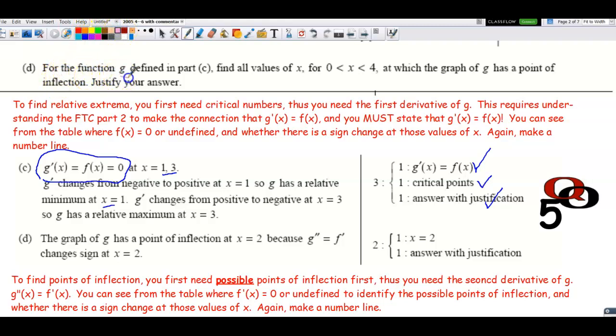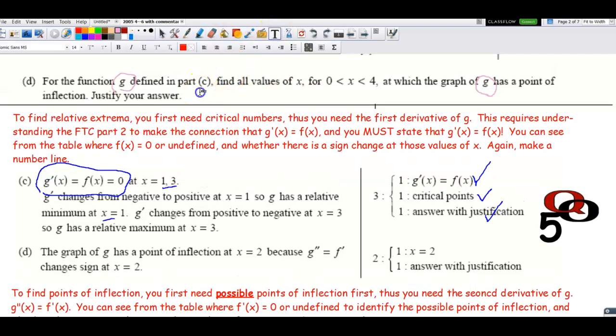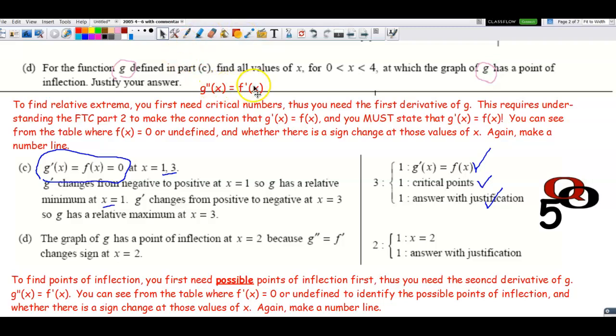In letter D for the function g, so we're still talking about our function g that was defined as a definite integral from part C. Find all the values from 0 to 4 at which the graph of g has a point of inflection. So now, to get point of inflection, we're going to go to g double prime, which is f prime of x. Now remember, in our chart, or in our table, or in our number line, actually, we have the information that we need. The second derivative of g is the first derivative of f, so we're looking for where the first derivative of f changes signs.